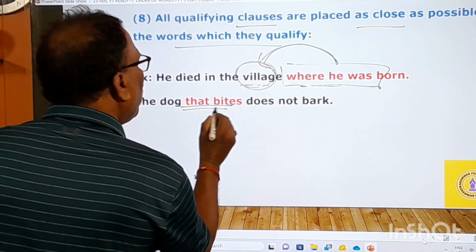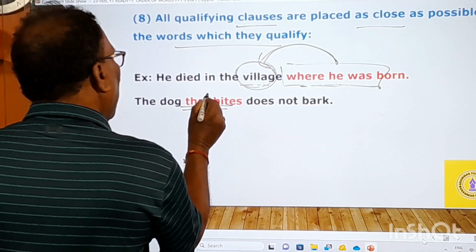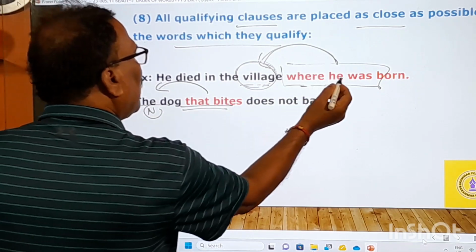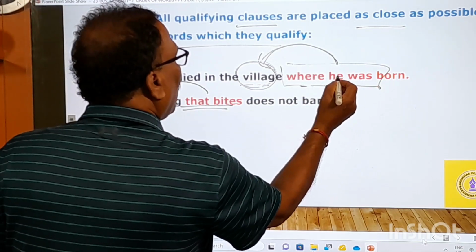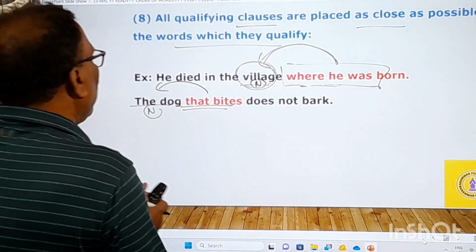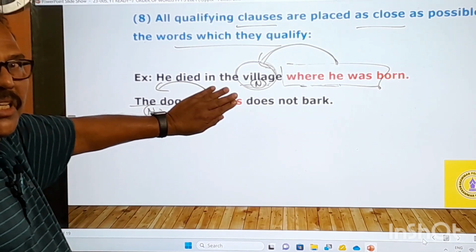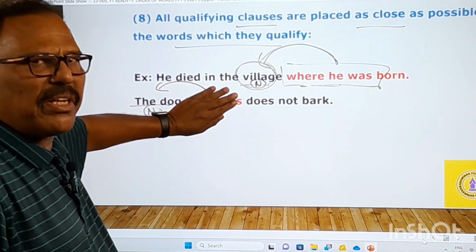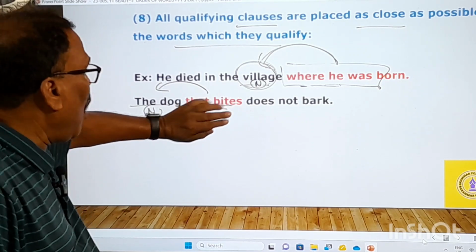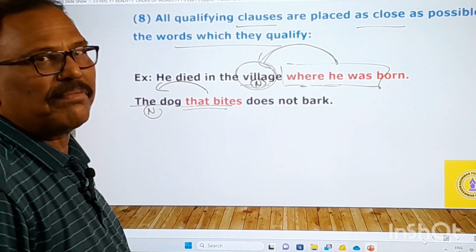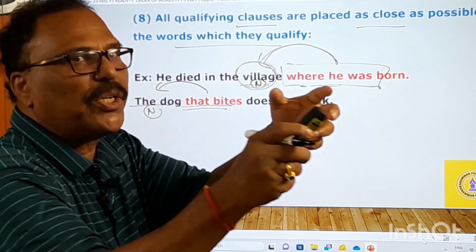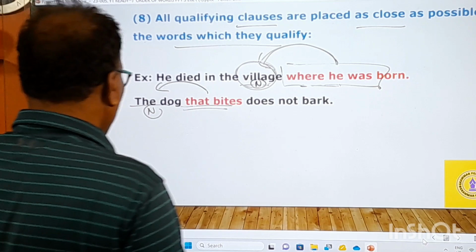And here, the dog that bites does not bark. The dog that bites is a clause, and it is qualifying the noun. This clause is qualifying this noun. If I say the dog does not bark, what do you understand from that? Nothing. It's just meaningless. The dog does not bite? No, the dog that bites does not bark. It will be silent, and it will attack you and it will bite you. That's all.